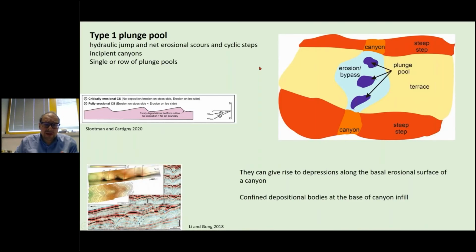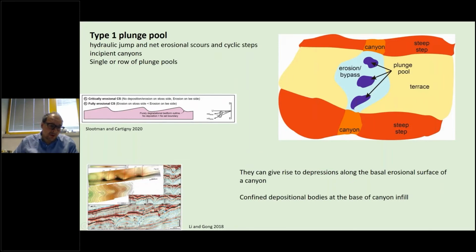So to interpret these, I think that we can think about net erosional scours or cyclic steps, and this is what they are like. So this can give rise to a single plunge pool, like in the first case, or to a row of plunge pools, like in the last case. And you see that in this scheme, I have put them within a large erosional area, and I think these can show us the way in which canyons are initiated, and this also poses a question on the initial infill of canyon above the erosional surface.